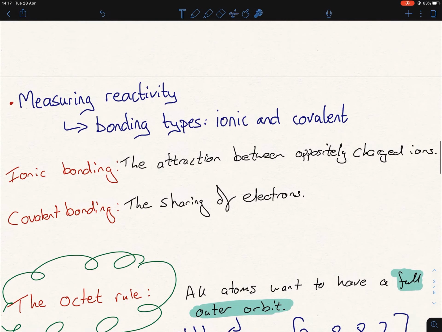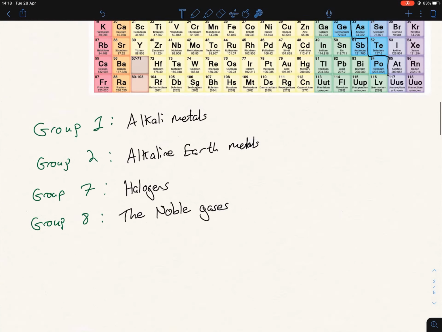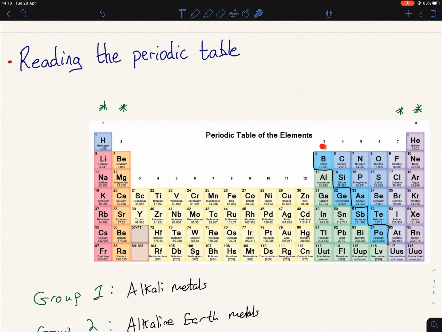Bonding types. There's two bonding types. I'm not going to go into a huge amount of detail today, just to show you the definition of both of them, and I will be going over them in detail in the next video. So you can kind of ignore it for now if you want, because it does tie in with this chapter. The octet rule, though, is important. So all atoms want to have a full outer orbit so that they can become stable. And the closer an atom is to becoming stable, the more reactive it's going to be. So that's why group 1 is very reactive, whereas group 3 isn't.